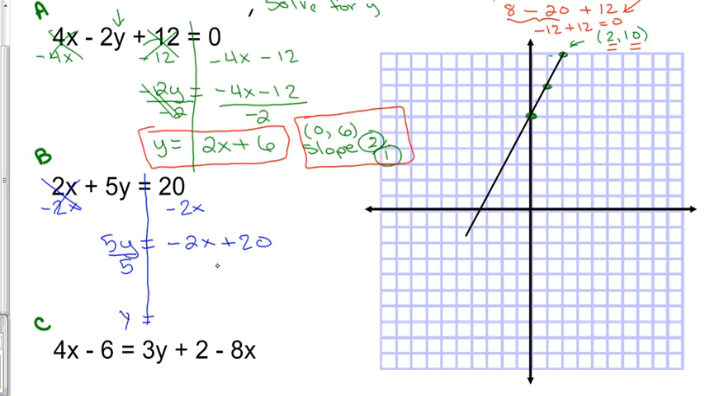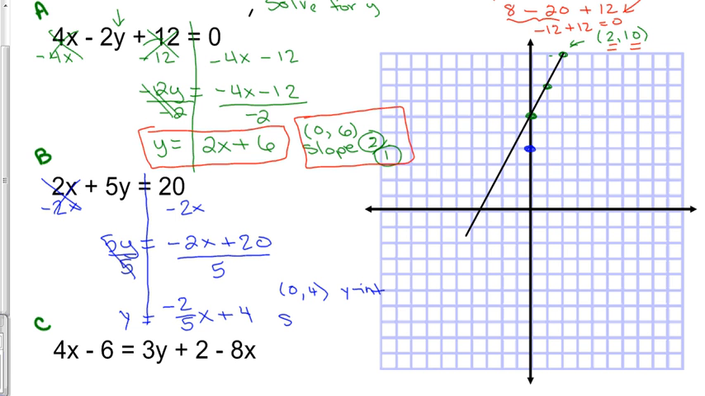Then because I have 5y's, I'm going to divide by 5. And so I'm left with y equals. The negative 2x's get divided by 5. And so that looks like this, negative 2/5 x. And the plus 20 gets divided by 5, and that's a positive 4. So again, I can graph my line starting at 4, because when I put in 0, that's what I'll get, (0, 4). And then that's my y-intercept.